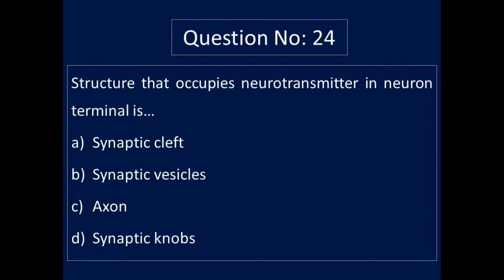Question number 24. Structure that stores neurotransmitter in neuron terminal is option A synaptic cleft, option B synaptic vesicle, option C axon, and option D synaptic node. Right answer to this question is option B synaptic vesicle.